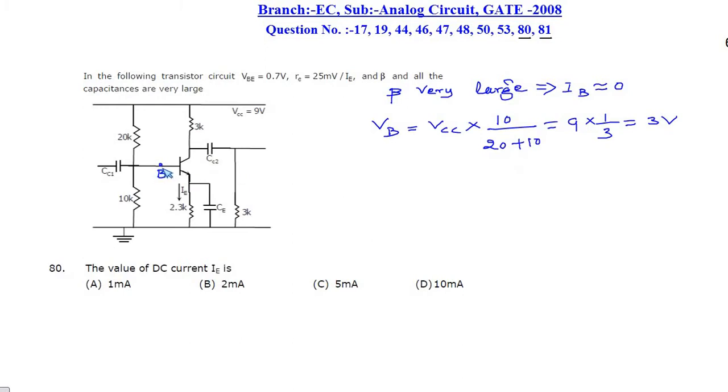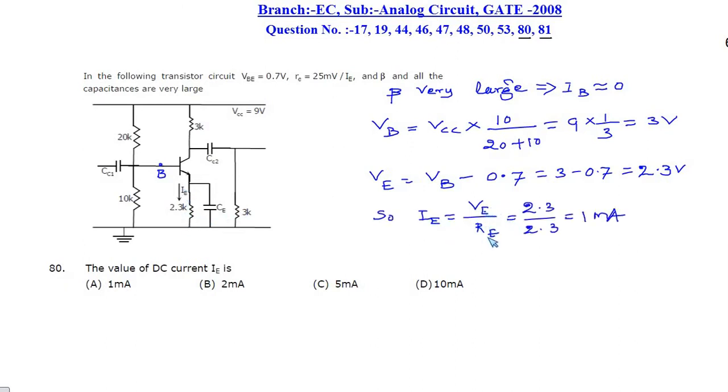Once we get VB, we can find VE, because VBE is 0.7 volt. So VE is given by VB minus 0.7, and VB is 3 volt. So the VE value is 2.3 volt. Once we get the VE value of 2.3 volt, we can find the IE current, because VE equals IE into RE. Hence IE is given by VE divided by RE. VE is 2.3 volt and RE is 2.3 K. So the IE value will be 1 milliampere. Hence A is the correct answer.